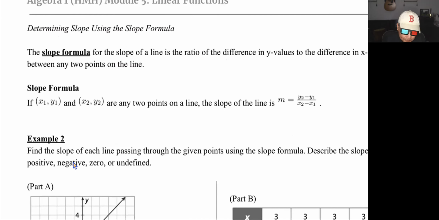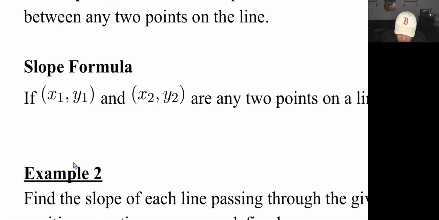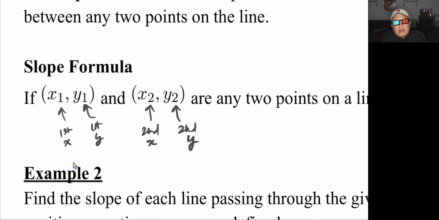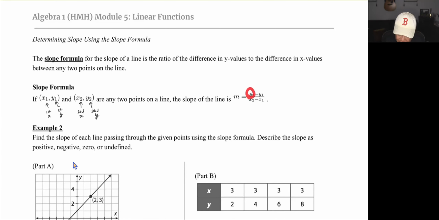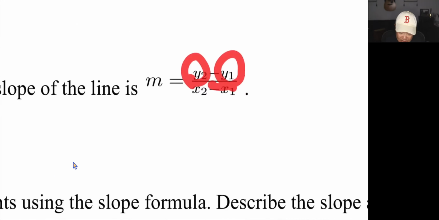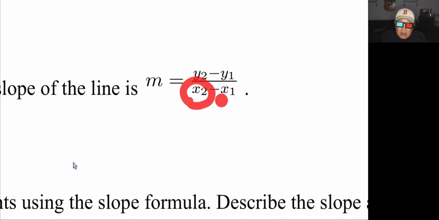By the way, the subscript right here means that it's the first x, and that here means it is the first y, and that is the second x, and that means that is the second y. It's just basically telling you: it's the second y minus the first y divided by the second x minus the first x. It's a very mathy way of saying you should be consistent in how you subtract.